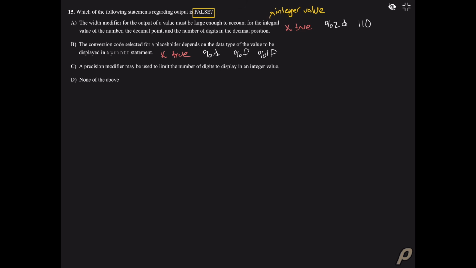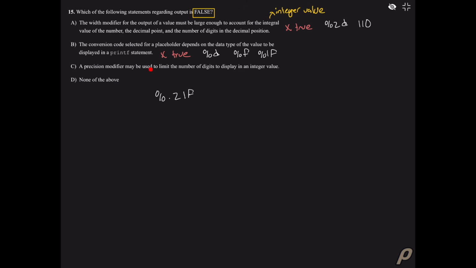So C, does this mean C is true, or does this mean it's going to be none of the above? Or I guess technically C is false. So let's take a read. A precision modifier may be used to limit the number of digits to display in an integer value. Well, what is a precision modifier? It's not the most intuitive name in the world, but if we have something like %0.2lf, for example, this 2 here is the precision modifier, as it determines the number of decimals that we round to. And that is obviously for decimal values, and we know integer values don't have any decimal points.